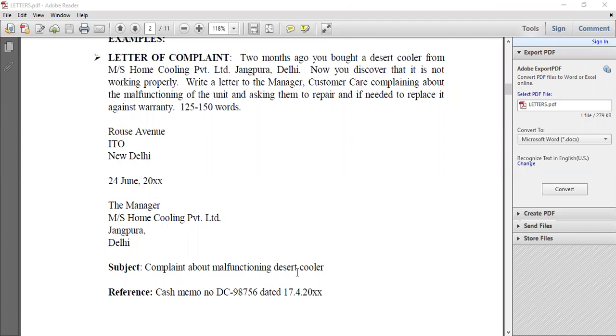Letter of complaint. The question: 2 months ago, you bought a desert cooler from MS Home Cooling Private Limited, Jangpura, Delhi. Now you discover that it is not working properly. Write a letter to the manager, customer care, complaining about the malfunctioning of the unit and asking them to repair and, if needed, to replace it against warranty. Letter words 125 to 150. This is a question you received. So what is the answer we can write?